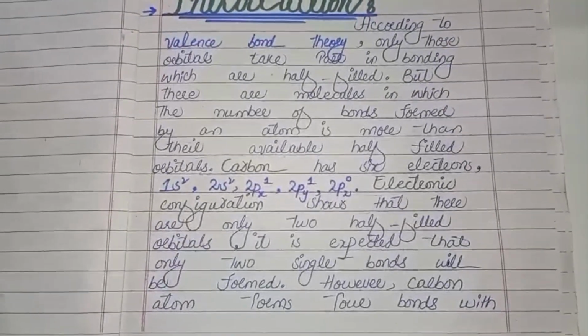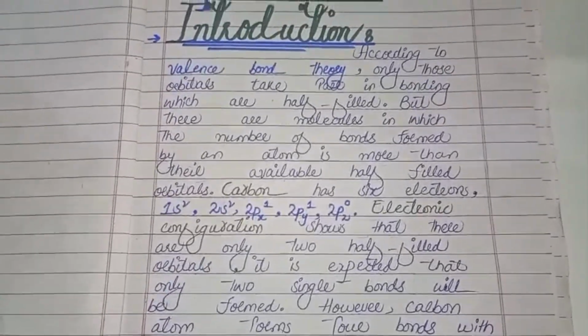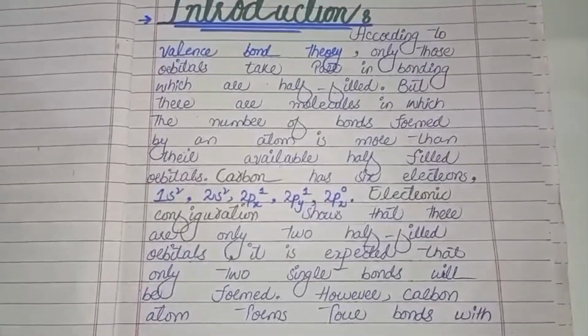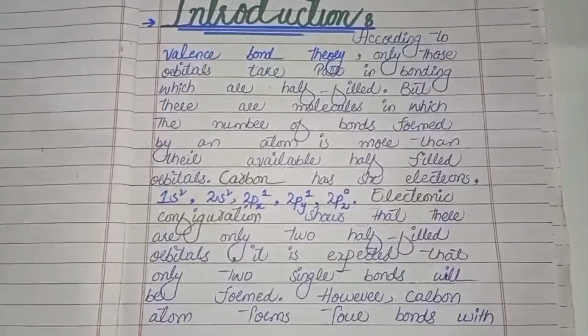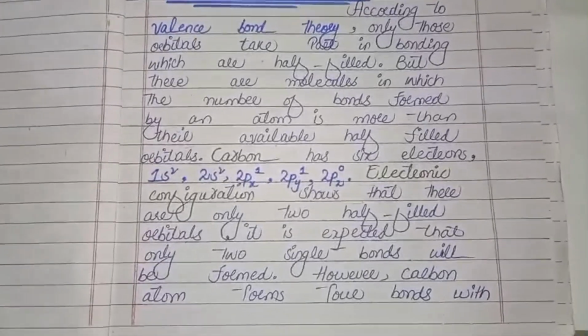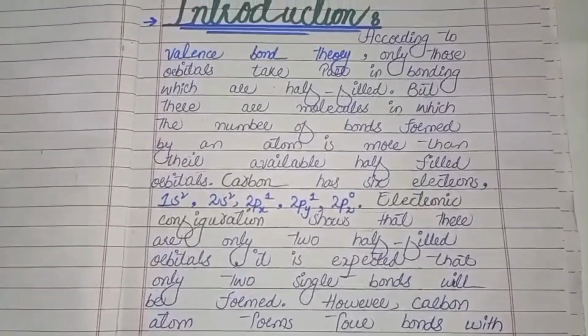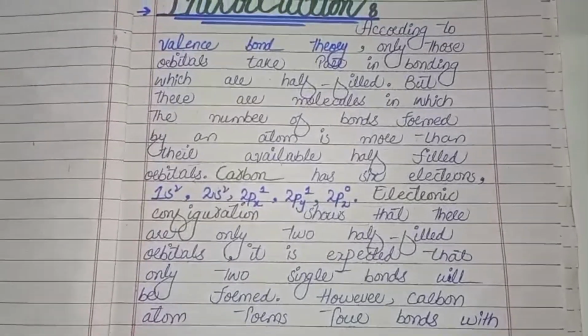First of all, let us understand why hybridization is needed. According to valence bond theory, only half-filled orbitals take part in bond formation. A covalent bond is formed by the overlapping of half-filled atomic orbitals. Now let us take the example of carbon.